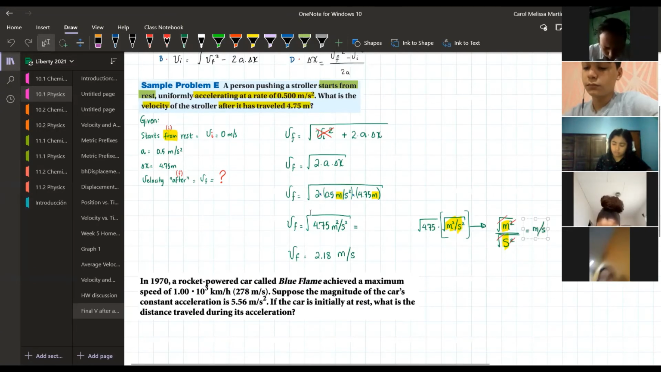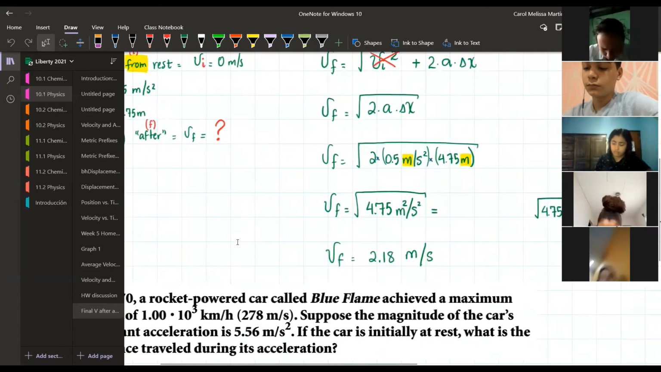I know my students always say, oh, miss, let's just write meters over second. I know you're gonna do that. But I want you to understand that it comes from a procedure, okay? I didn't come up with the meters over second out of nothing. It all comes from a procedure that makes sense.